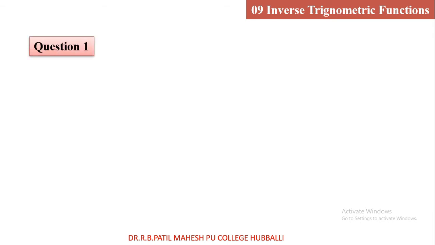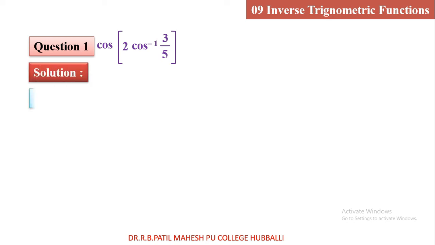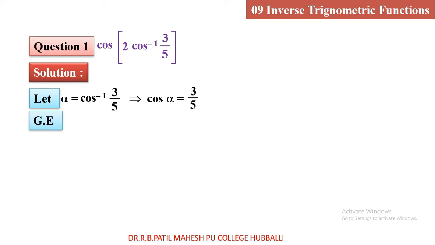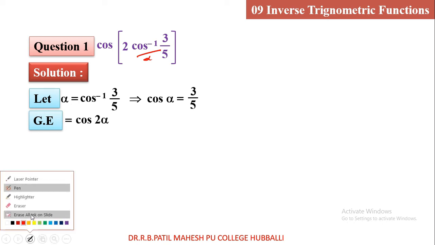Question number 1. The value of cos of 2 into cos inverse 3 by 5. So evaluate this expression. Solution. Let me take alpha is equal to cos inverse 3 by 5. So this will be cos alpha is equal to 3 by 5. So now the given expression will be cos of 2 alpha, because you are going to replace cos inverse 3 by 5 as alpha. Therefore this is going to be cos 2 alpha.